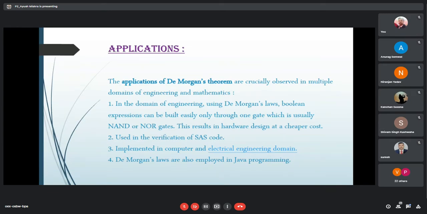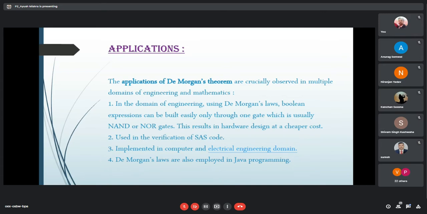Let's say you want to make a machine. We need circuits, the ICs. Now instead of using an AND gate and a NOT gate, two gates, we can simply use the NAND gate. And these NAND and NOR gates are known as the universal gates because any fundamental gate can be converted or equated to these two gates. What it results in is hardware design at a cheaper cost. It's very logical that the fewer ICs we use, the more effective and cheaper it will be. So this is the first application of De Morgan's theorem.